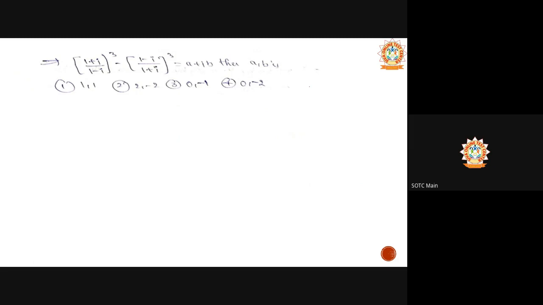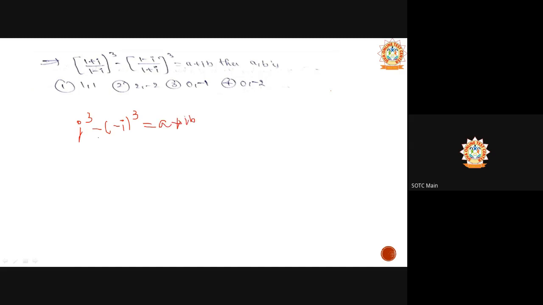Now try to solve this question. You have already seen this question. (1 plus i by 1 minus i) whole cube minus (1 minus i by 1 plus i) whole cube. So what is 1 plus i by 1 minus i? That is i. And 1 minus i by 1 plus i will come as minus i. This is equal to a plus ib.